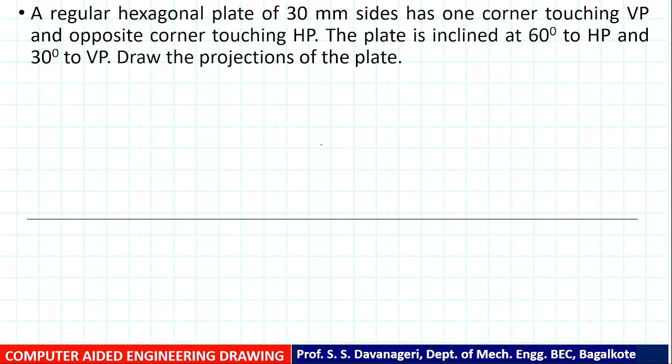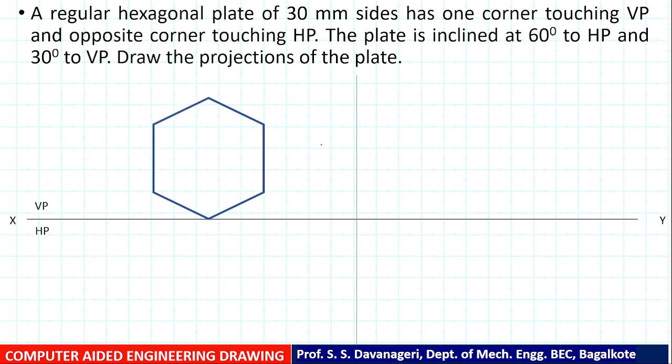Let us draw first a reference line, that is the XY line. Place VP above the XY line and HP below. Now construct a hexagon in such a way that its surface is parallel to the vertical plane and perpendicular to the horizontal plane. Above the XY line you are going to get a hexagon, and below the XY line you are going to get a line if you look from top. Okay. Now let us construct the side view.